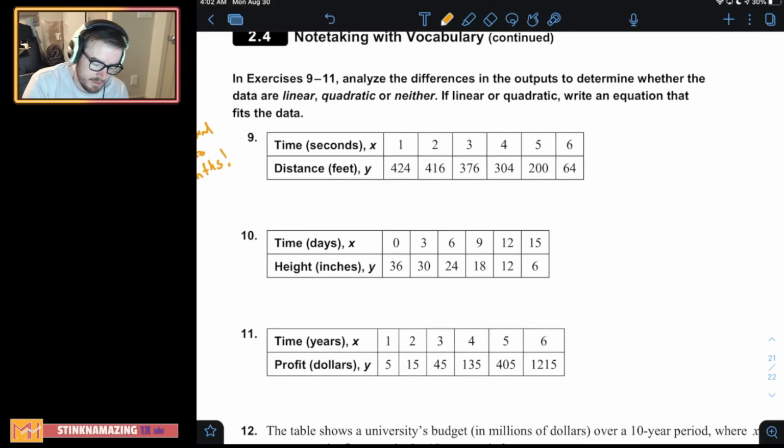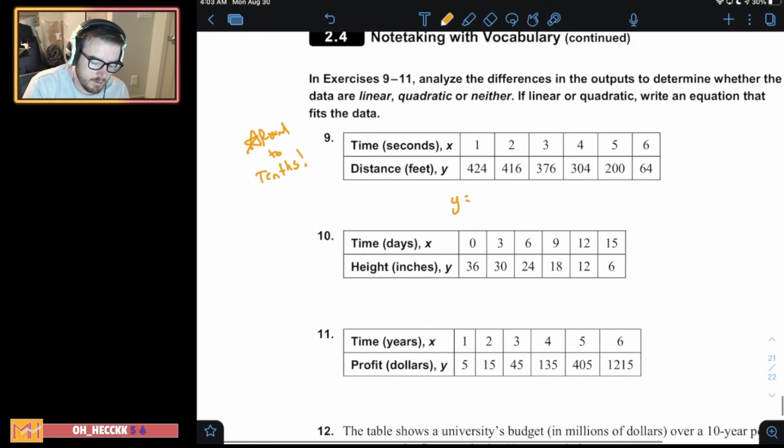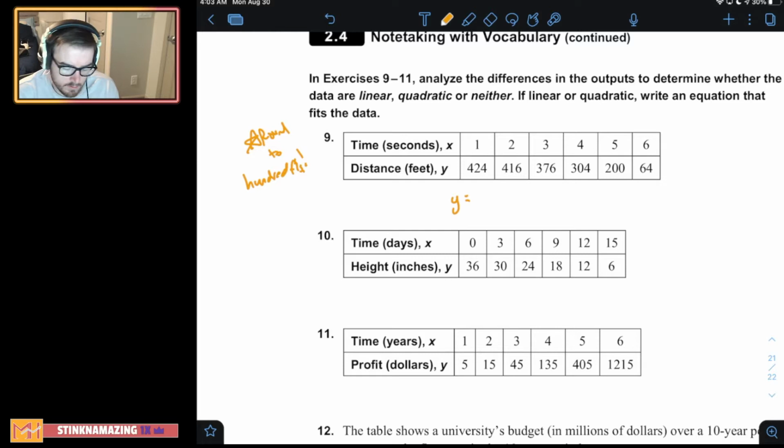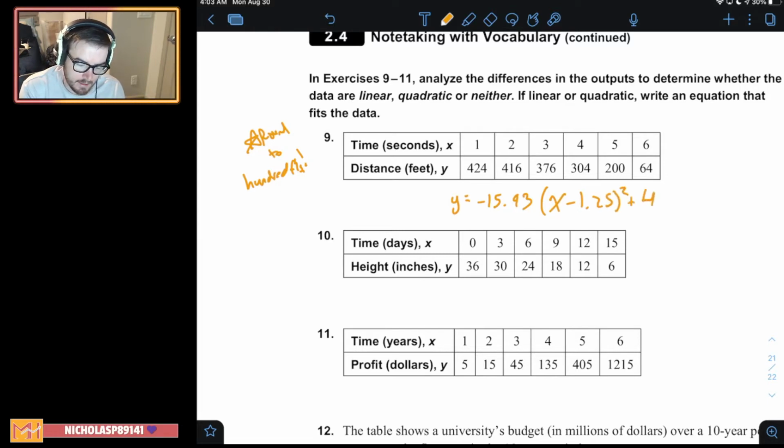So with that being said, this equation would be, I've got the numbers here in front of me. Well, you know what? Let's do hundredths. I'm going to change my mind, if that's okay. So let's do negative 15.93 parenthesis x minus h plus k. Well, those are the numbers straight from Desmos.